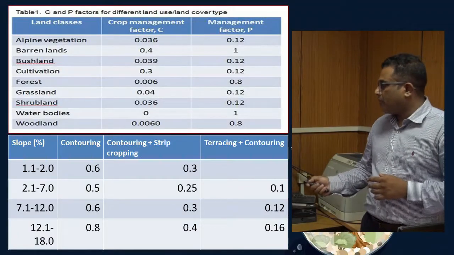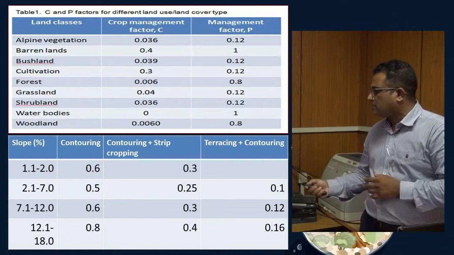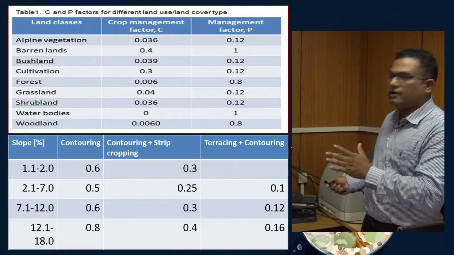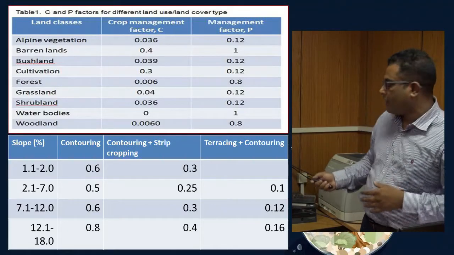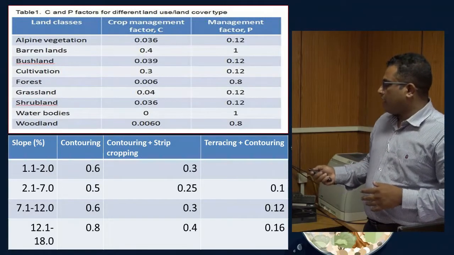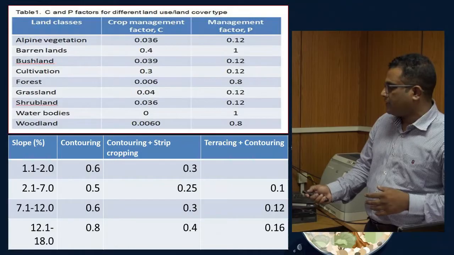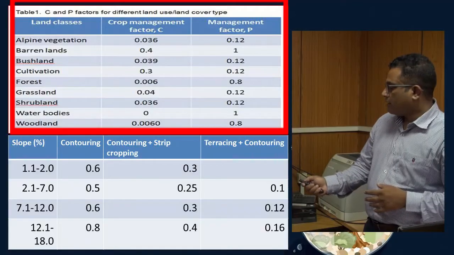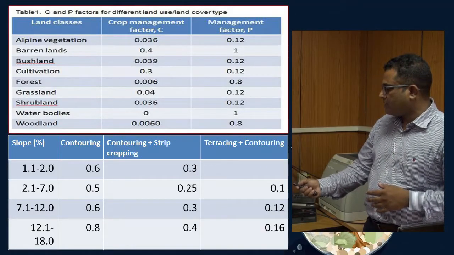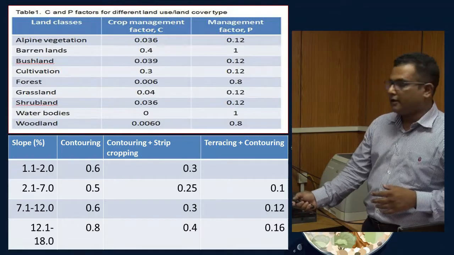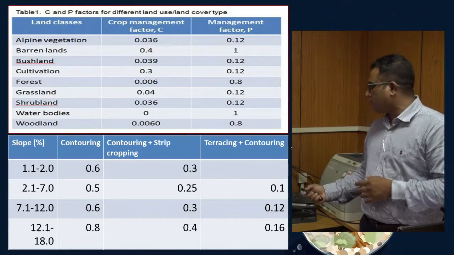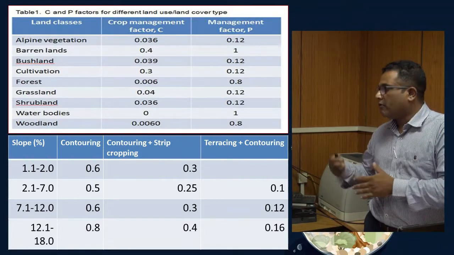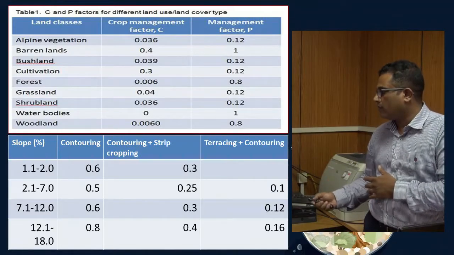So this is one table which shows the C and P factors. Of course this is just indicative. Actual field conditions may vary, and it is for a particular land situation and for a particular country. So the C and P factors for different land use and land cover are like this: vegetation, barren land, bushland, cultivation, forest, grassland, woodland, water bodies. The crop management factor C ranges from this to this depending upon different types of land use, and this management factor also varies from 1 to as low as 0.12 depending upon what type of management practices are followed.